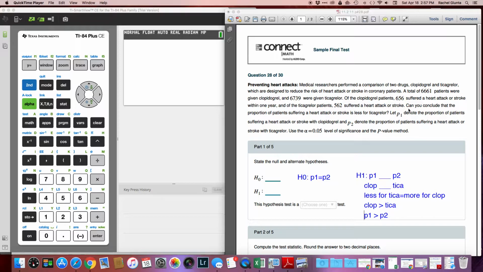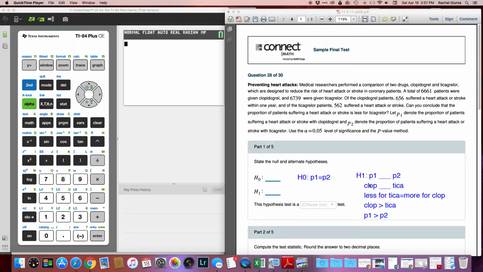So in this case, it's, can you conclude that the proportion of patients suffering heart attack or stroke is less for, we're just going to call that TICA, and we're going to call the other one CLOP, because I do not know how to pronounce either one of them. So for H0, it's always just going to be P1 equals P2. Don't have to think about it at all.